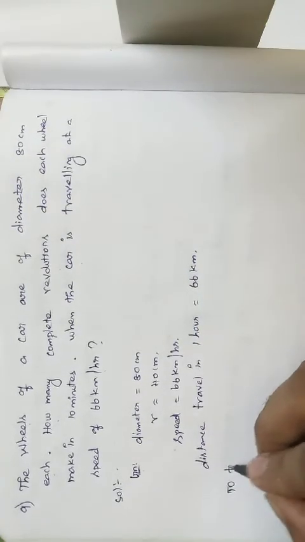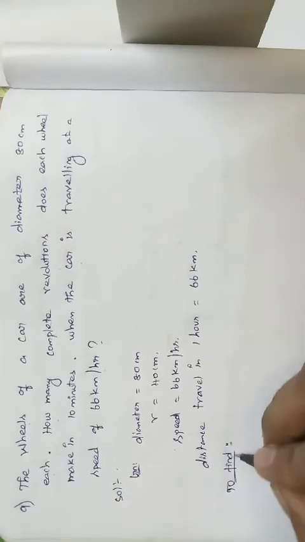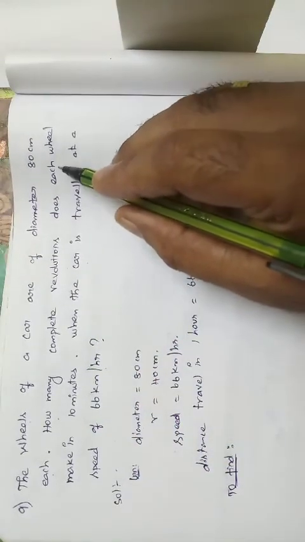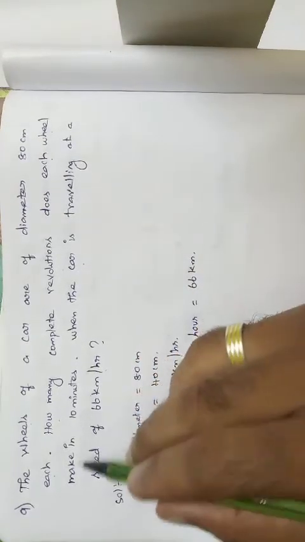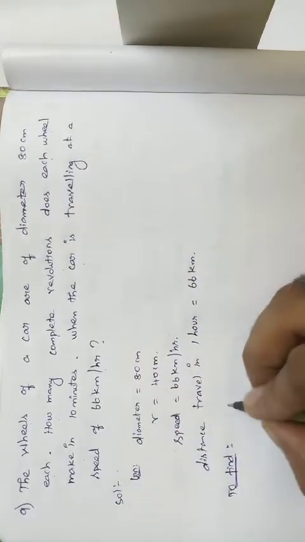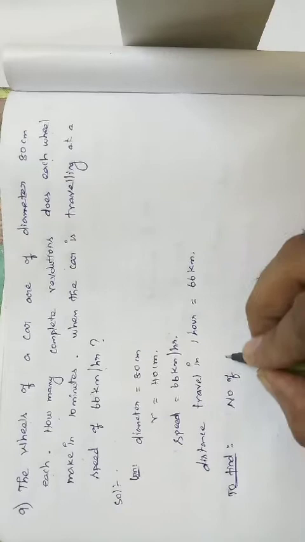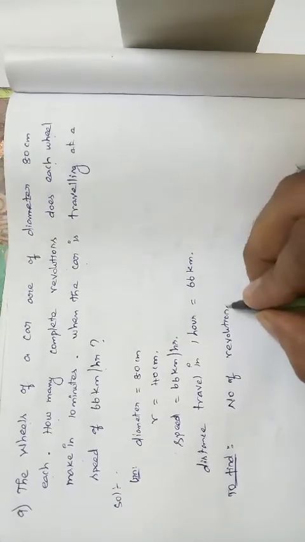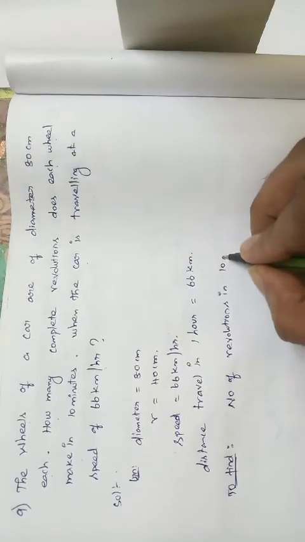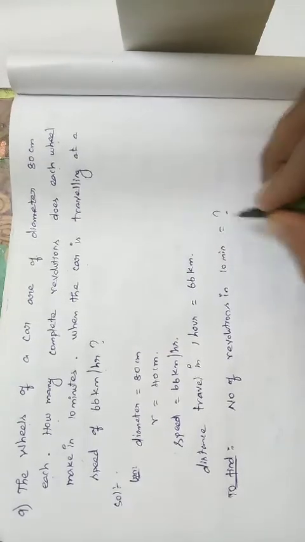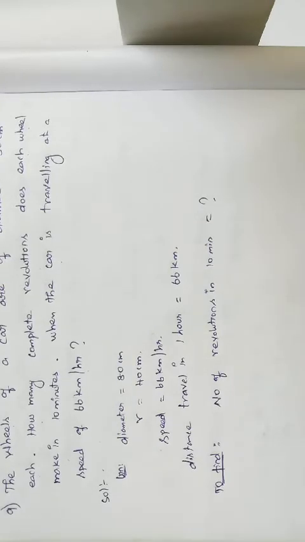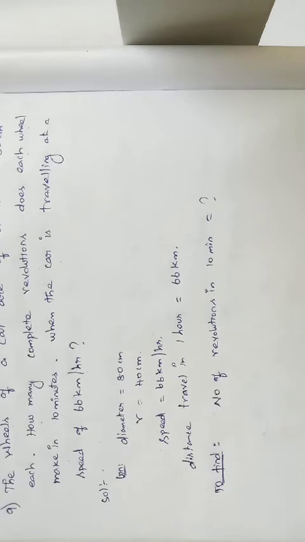Next, what do we want to find? How many complete revolutions does each wheel make in 10 minutes? So the number of revolutions in 10 minutes we want to find. We already know the formula: number of revolutions is equal to distance divided by circumference of the wheel, right?